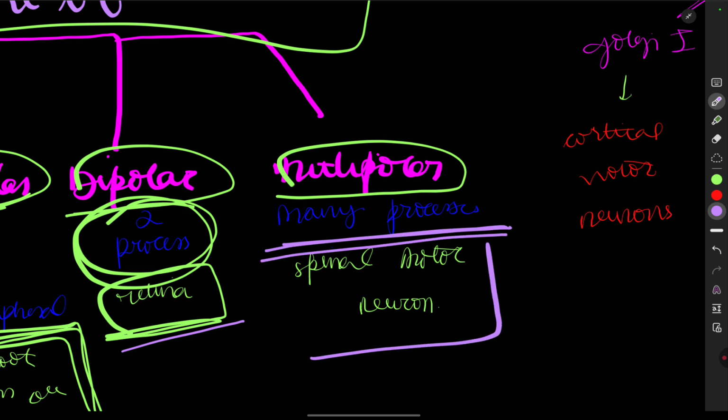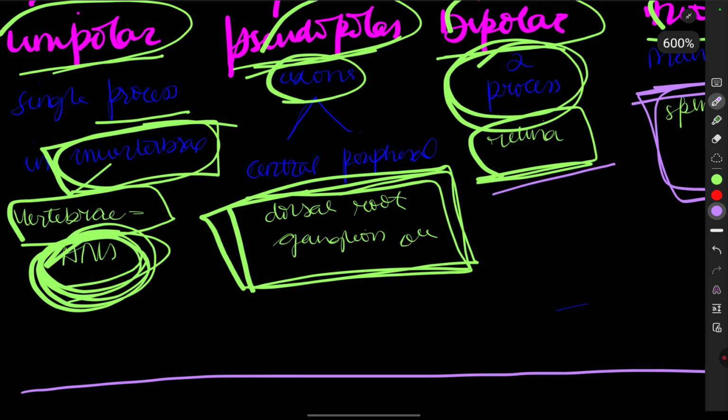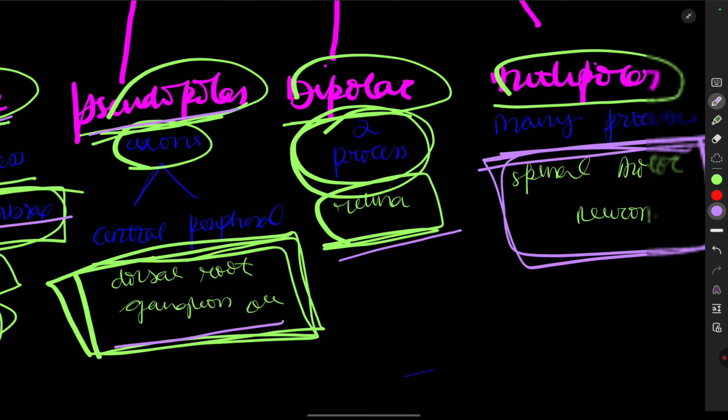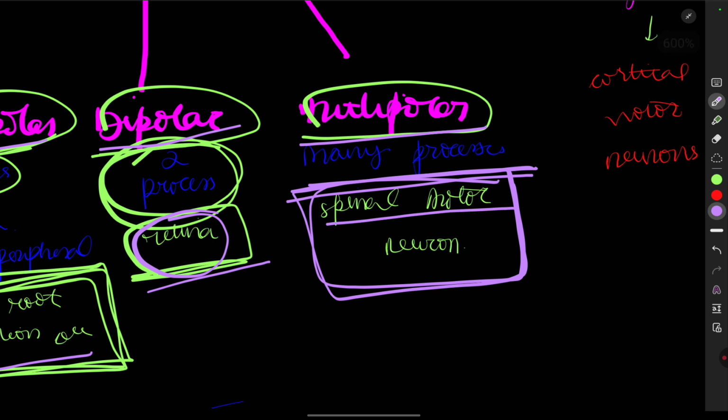It is in the spinal motor neuron. Let us see the examples again. So the unipolar in invertebrates and in humans in the ANS, the pseudopolar in the dorsal root ganglion, the bipolar in the retina, and the multipolar in the spinal motor neuron.